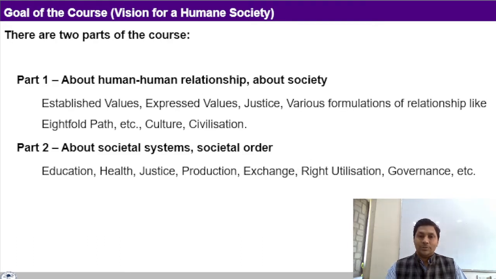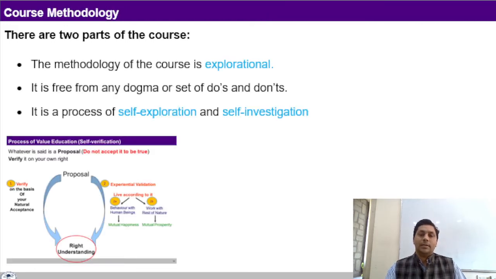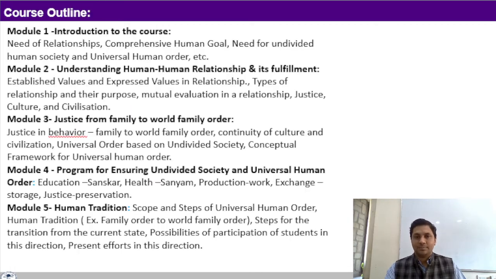You can divide the whole course into two parts. In the first part, we will discuss human-human relationship. And the second part talks about the various dimensions like education, health, justice required for a fulfilling life. The course methodology is very simple. Everything is in the form of proposals. We will verify it together. I am here to facilitate you in the process of self-exploration and self-investigation.